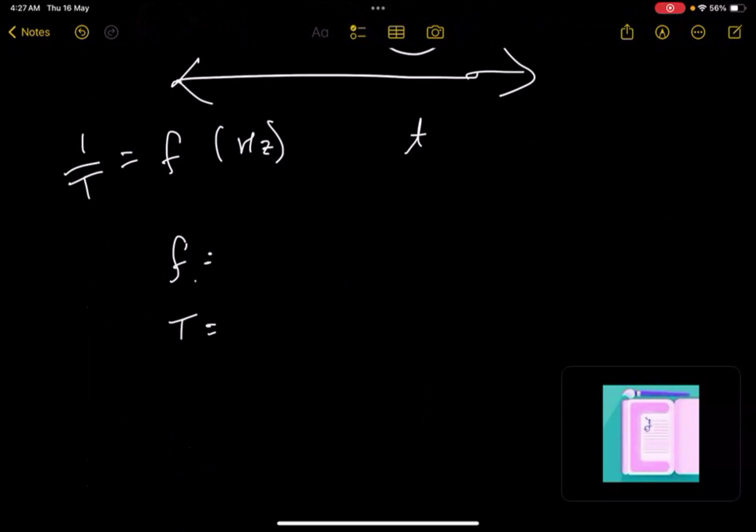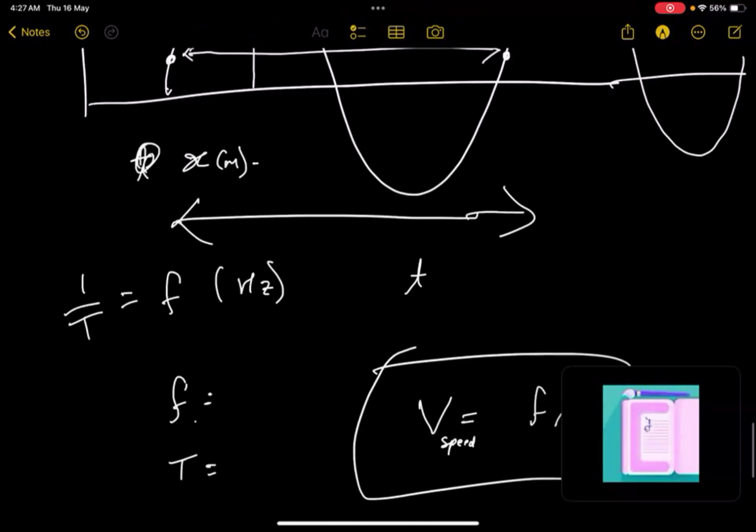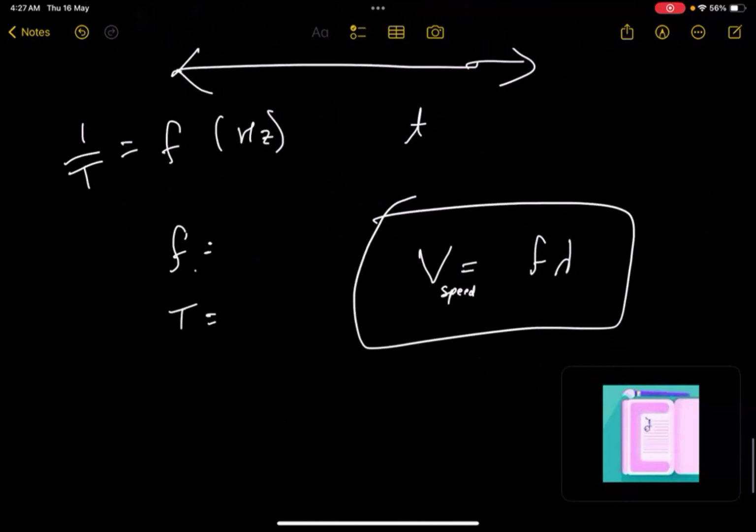Now, what is the speed of any wave? Speed of any wave is given by frequency multiplied by wavelength of the wave. This is a formula. Is that making sense?